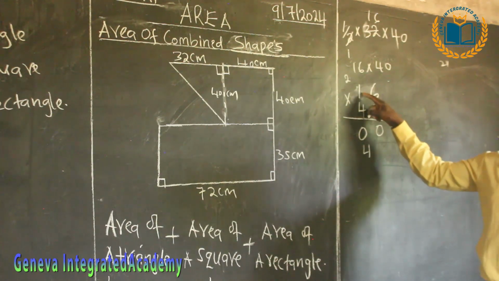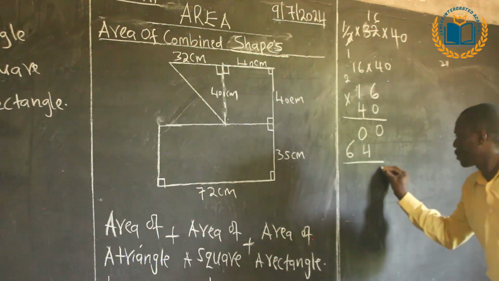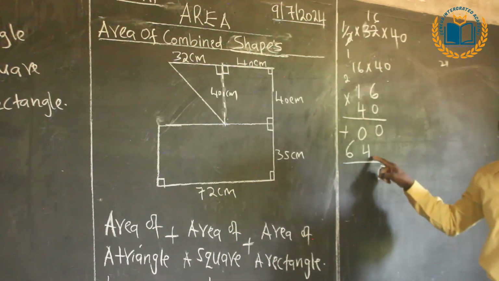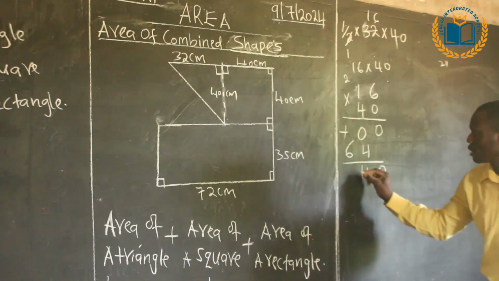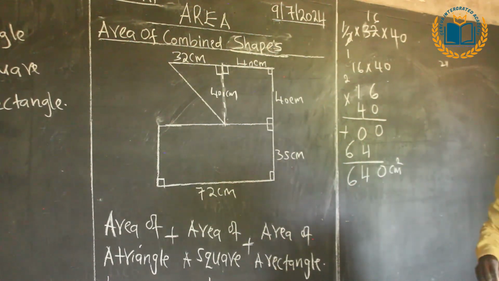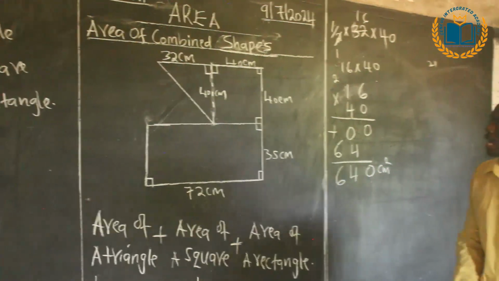Now 4 times 1 is 4, plus 2 is 6. So that is 0. So when we add, this is 0. 0 plus 4 is 4. This is 640 centimeters square. So this one is the area of a triangle.